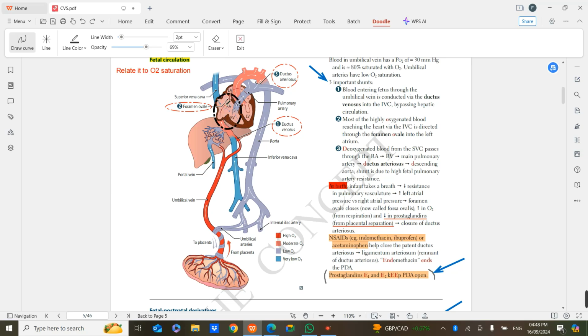Expect a question on that. If not a question, they can paint a scenario on that. Where does it go to? From the inferior vena cava to the right atrium to the left atrium. Please note it very well. What of the blood from the superior vena cava? Where does it go to? It just comes down. Can you see? From the right atrium to the right ventricle.